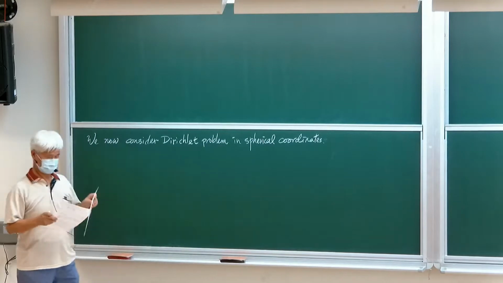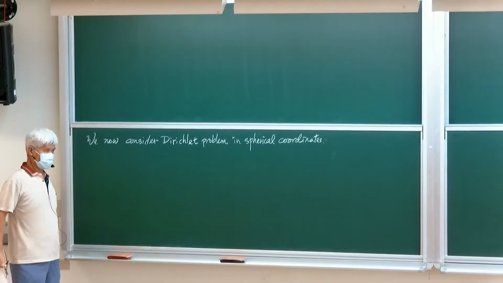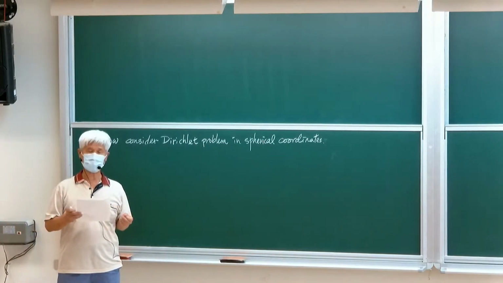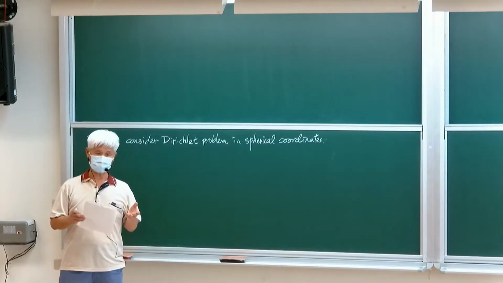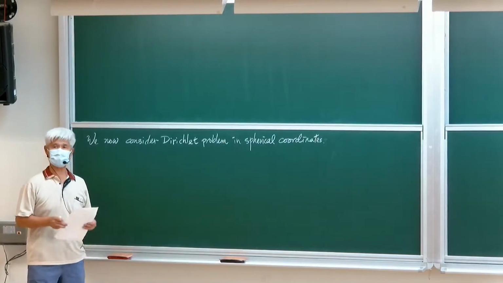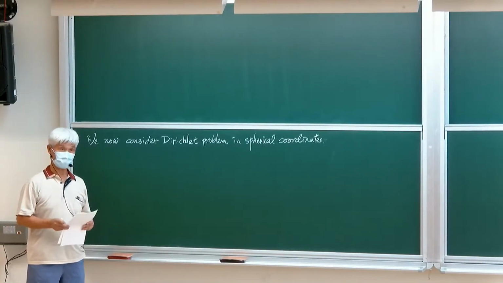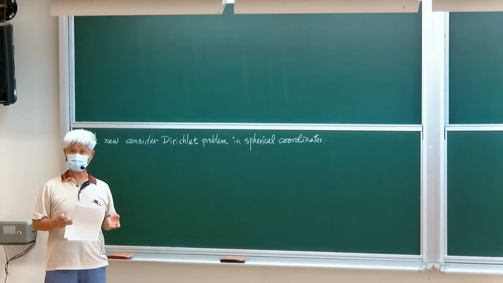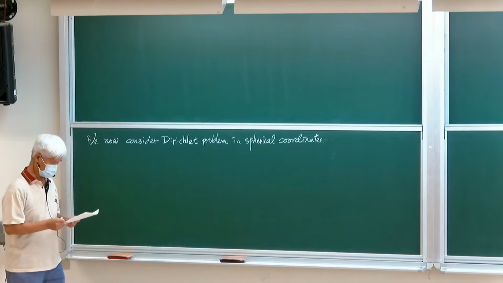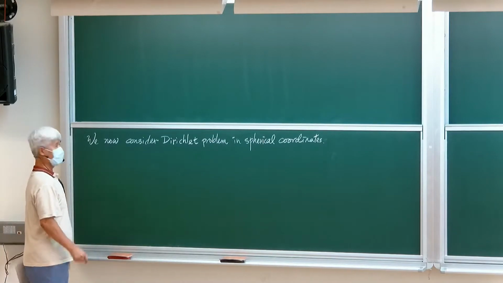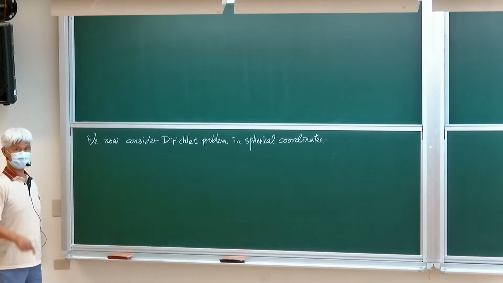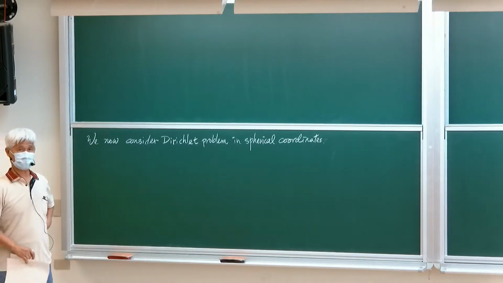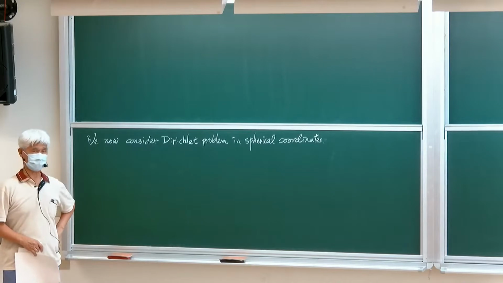So last Thursday we wrote down the three-dimensional Laplacian in two different kinds of non-rectangular coordinate systems. One is the cylindrical coordinate system. The other is the spherical coordinate system. So in the rest of this section, we will consider the Dirichlet problem in spherical coordinate systems.